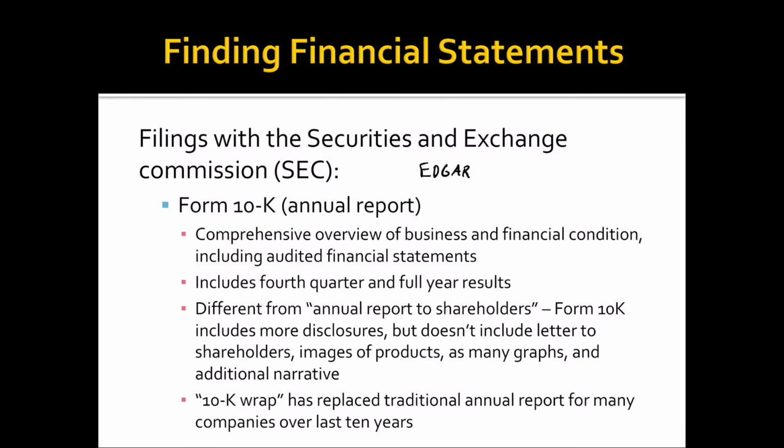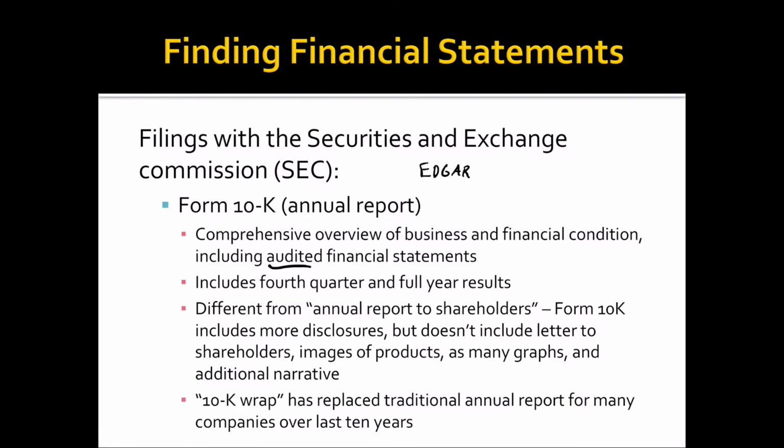So what is included in a Form 10K? It is a comprehensive overview of business and financial condition, including audited financial statements. Due to the Sarbanes-Oxley Act discussed in Chapter 1, these are audited by an external auditor. It will include the fourth quarter and full year results.